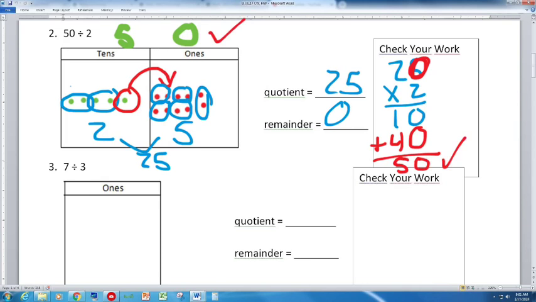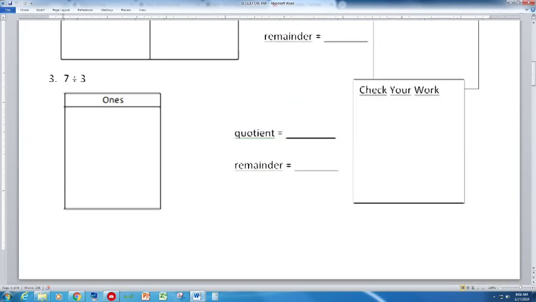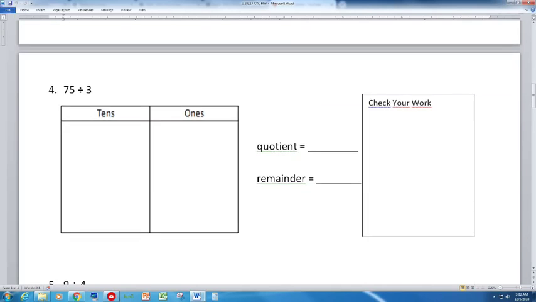Okay, I'm going to skip number 3 because number 3 is a review from lesson 16. Go down to number 4 for our last problem. 75, 7, 5, 1, 2, 3, 4, 5, 6, 7, 1, 2, 3, 4, 5. We always start with our tens group when making our circles.